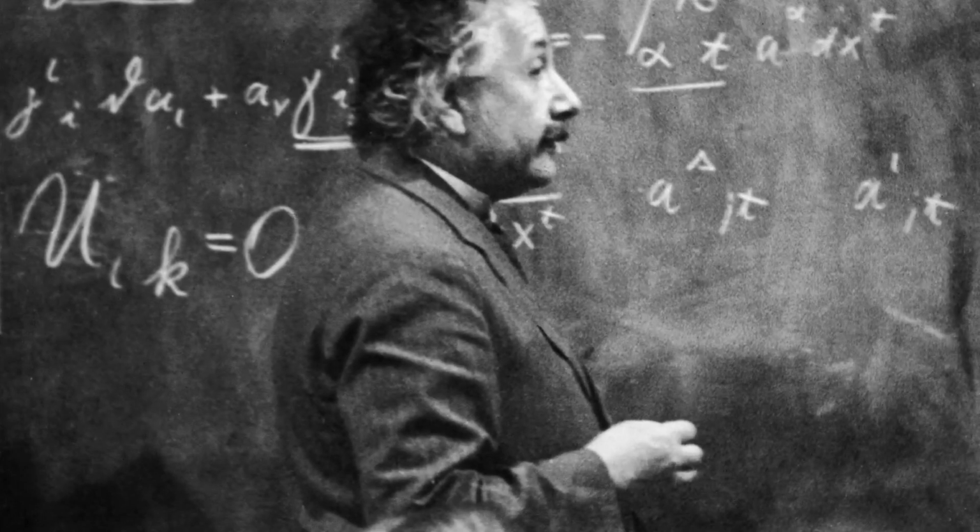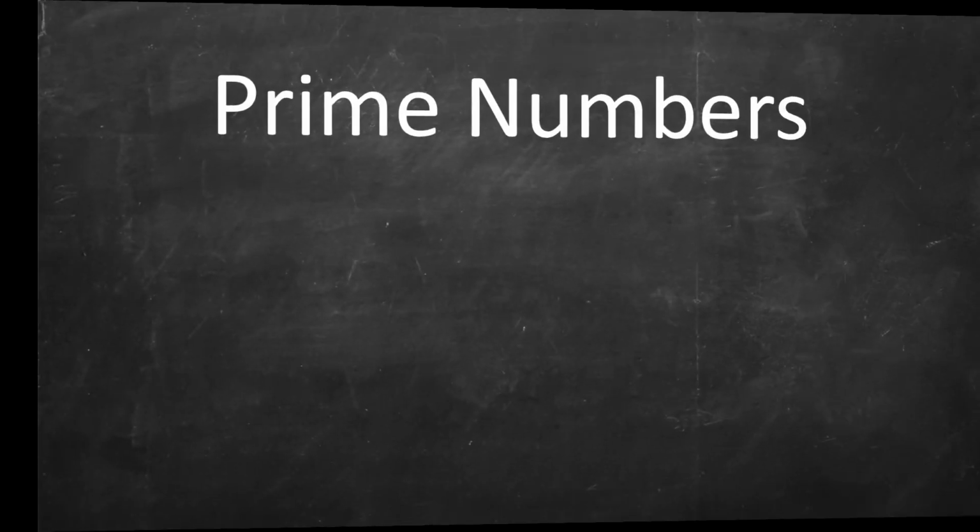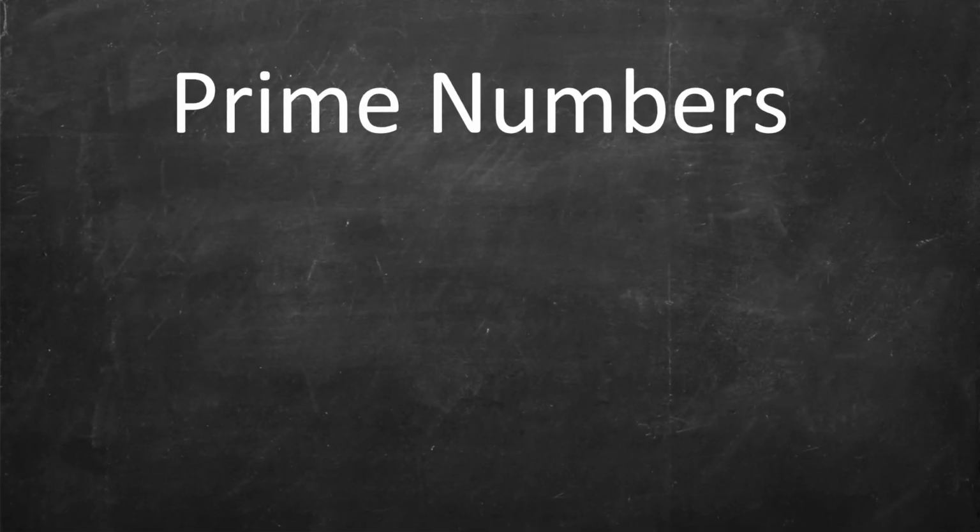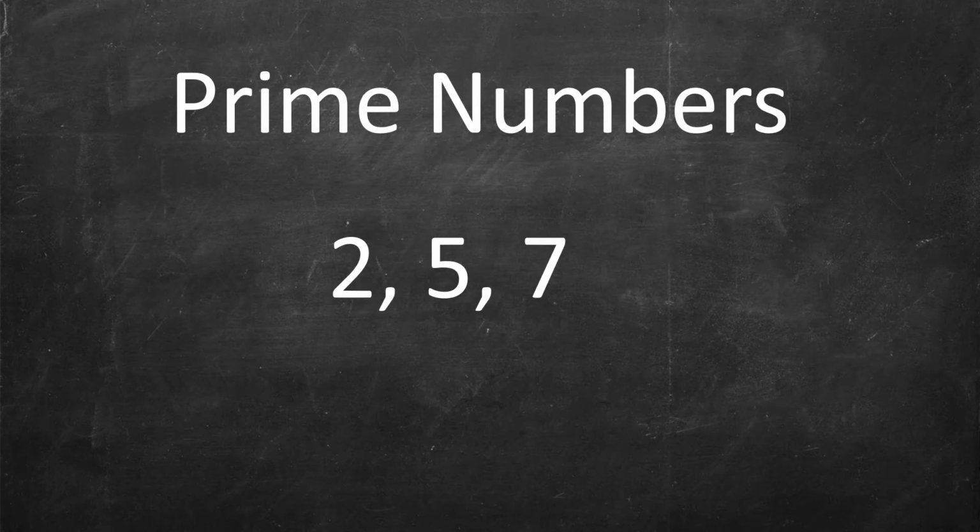And the math is very complicated. We're going to try to make it simple here. So you already know what a prime number is. A prime number is a number that can only be divided by 1 and itself. So the numbers 2, 5, and 7 are prime numbers. Number 20 is not a prime number. Number 9 is not a prime number because you can divide 9 by 3.